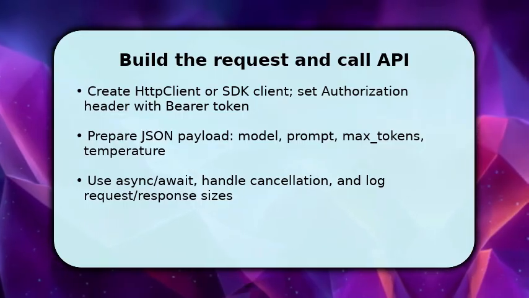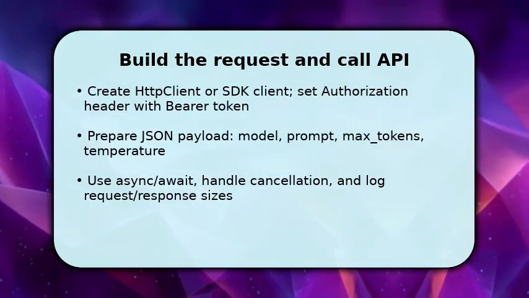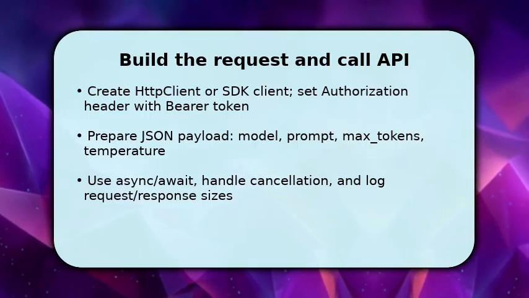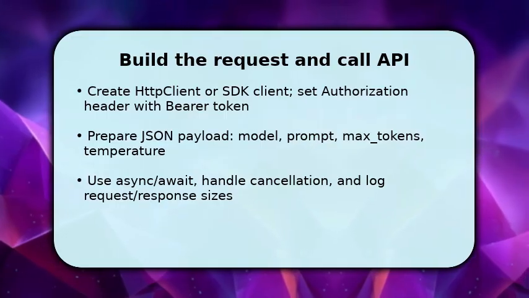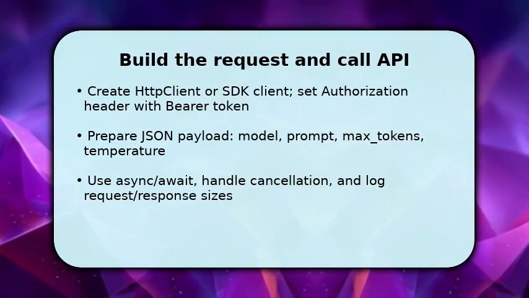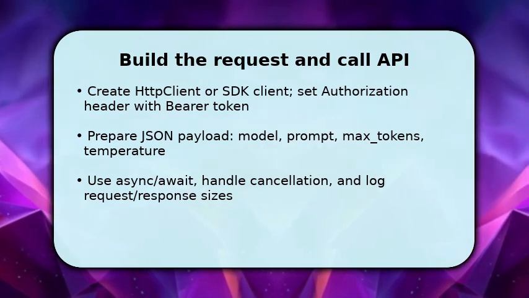Then call the API using async/await to keep your app responsive, and consider sending streaming responses if you need partial output quickly. Make sure to handle timeouts and cancellation tokens. Finally, log essential metadata, status codes, and payload sizes so you can optimize later.